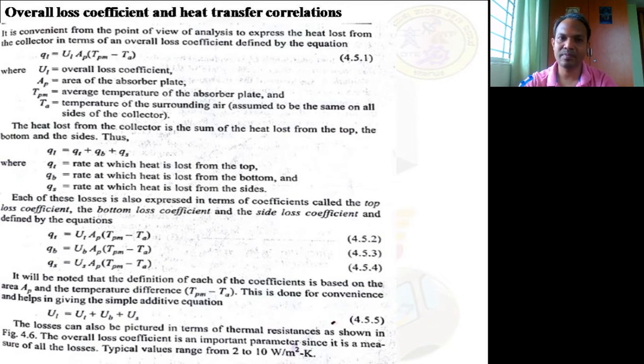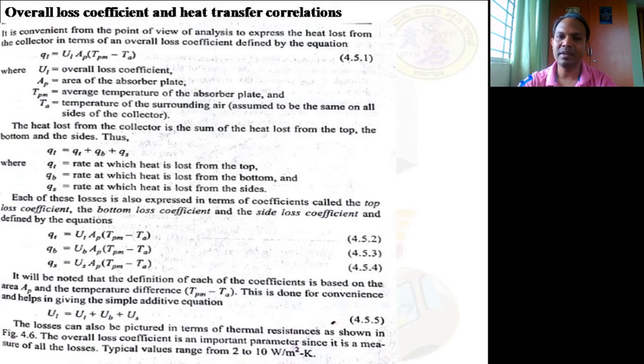is directly proportional to the surface area into the temperature difference. If you remove this proportionality constant, then we get the convective heat transfer coefficient h, or the overall heat transfer coefficient, which is given by U. This is nothing but watts per meter square degree centigrade. Is it clear? So this is watts per meter square degree centigrade.